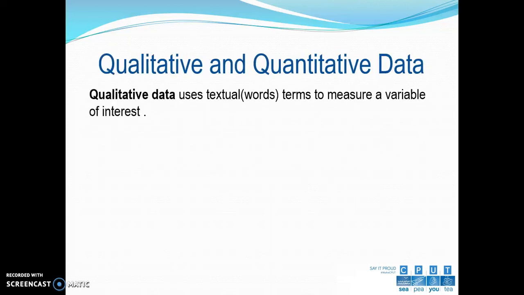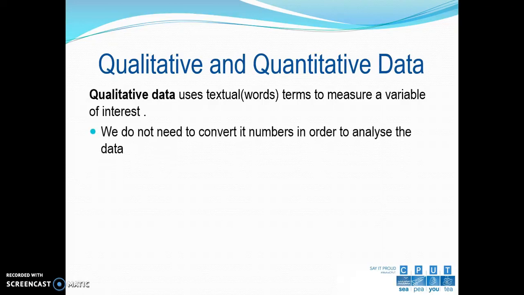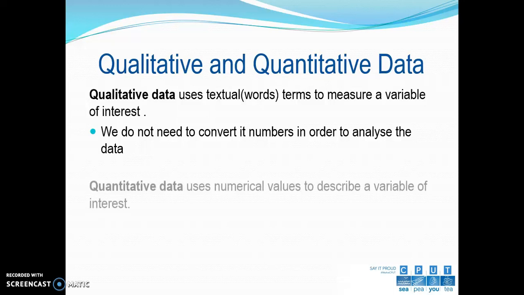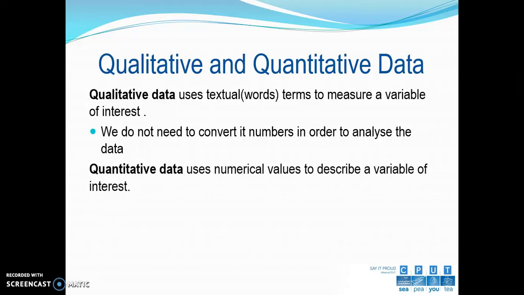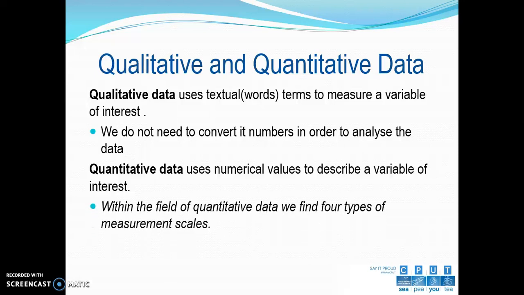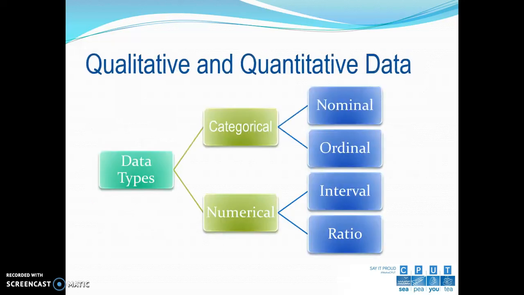Qualitative data uses textual terms to measure a variable of interest. We do not need to convert it into numbers in order to analyze qualitative data. Quantitative data uses numerical values to describe a variable of interest. Within the field of quantitative data, we find 4 types of measurement scales.